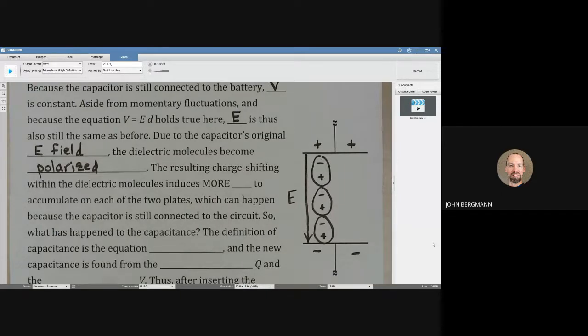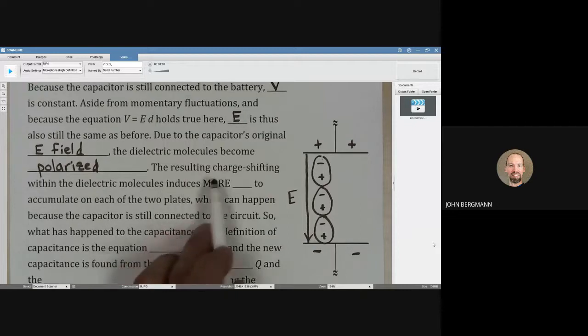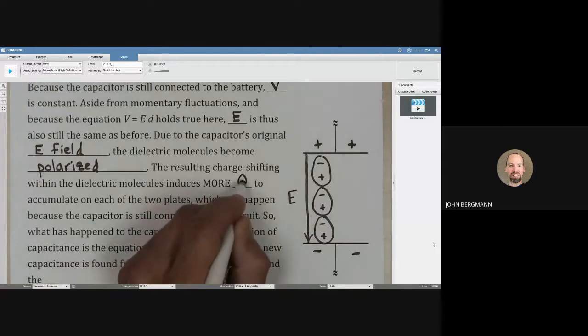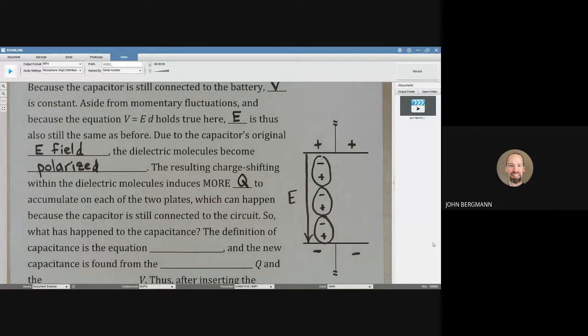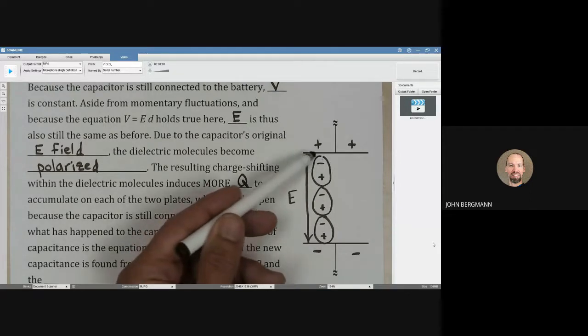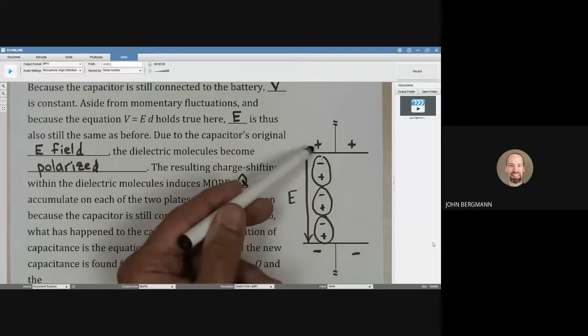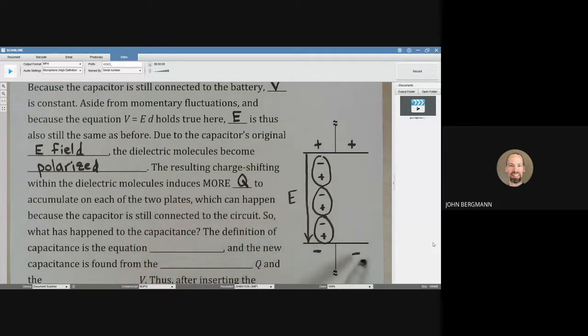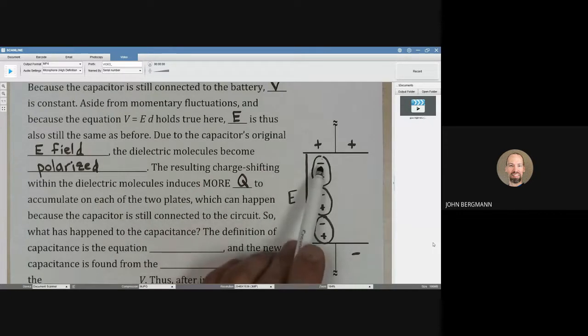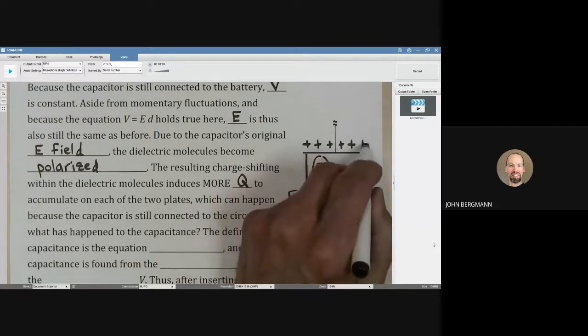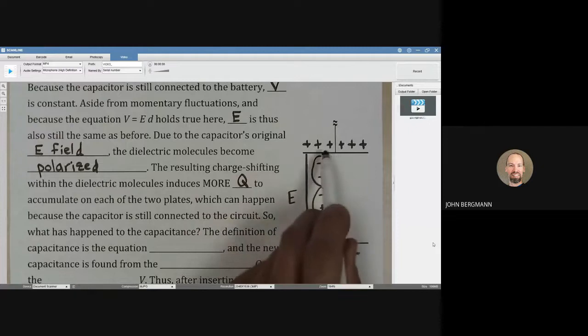Now, what that does is, this is the next sentence, the resulting charge shifting within the dielectric molecules induces more charge to accumulate on each of the two plates. Before we put the dielectric in there, there was a certain amount of interaction between these positive charges up here on this plate and these negative charges on this plate here. But when we put a dielectric in, now there's a negative charge, and it's really close to that top surface. So you know what happens? I know this is conventional charge, but we might say that attracts more positive charge to that plate.